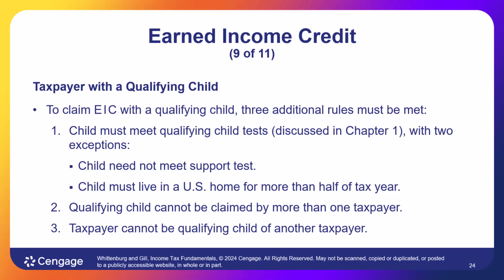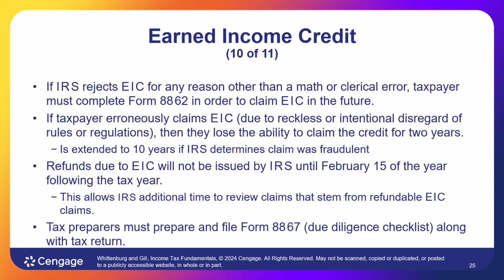The child cannot be claimed by more than one taxpayer, and the taxpayer may not be the qualifying child of anybody else. We talked about this earlier in the slides, but if they reject it other than for a math error, you must complete an 8862 in the future. If you erroneously claim EIC, then you lose the credit for 2 years, potentially 10 if it's fraudulent.